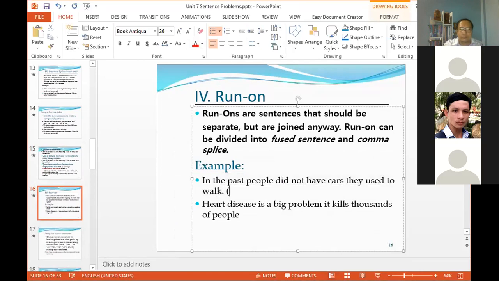Two sentences go without the punctuation. This is one sentence, right? This is one more sentence. So we have two ICs together. We have one sentence here, and one more sentence here. So when two sentences join together without any punctuation, we call it run-on. How about if I put one comma here?